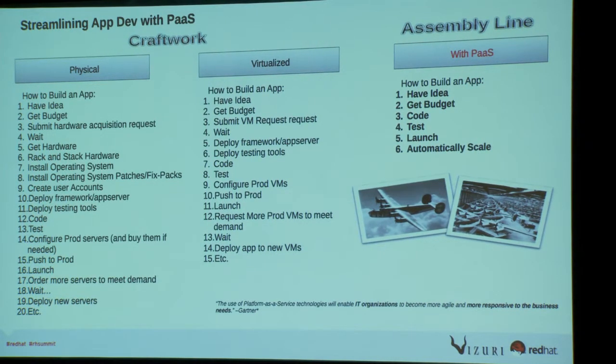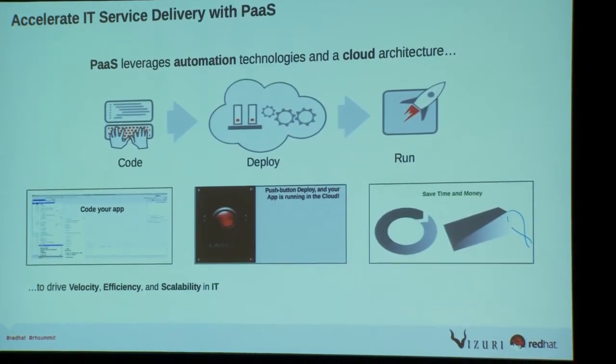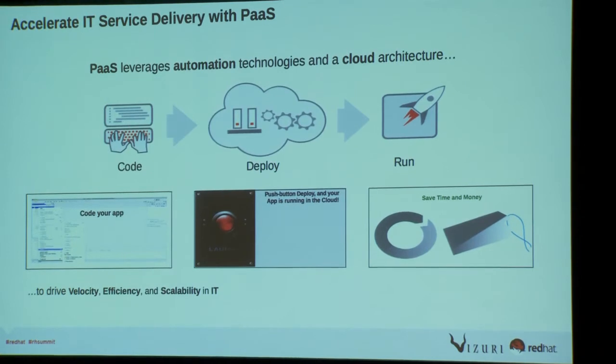All right, that's better. But really what we want, all the way over here to my left, is that assembly line, right? I have an idea for an app, I just need to get money so I can start developing it, and I just want to start writing it, testing it, and releasing it, right? So if I can reduce all these 20 or so steps down to these 6 and streamline that process, innovation flows faster. So this is the case for platform as a service for your developers.